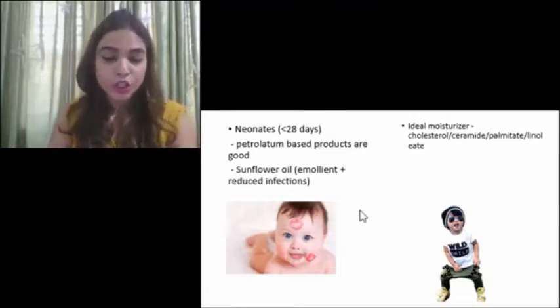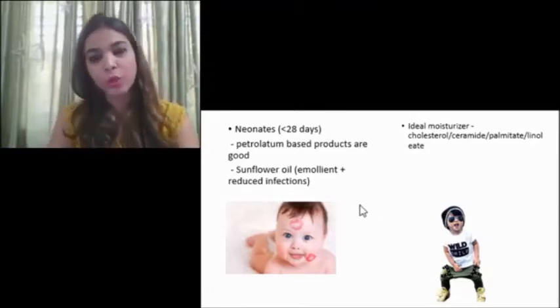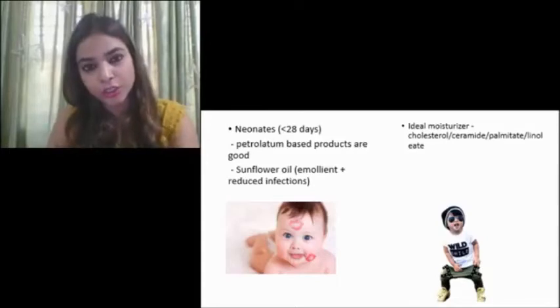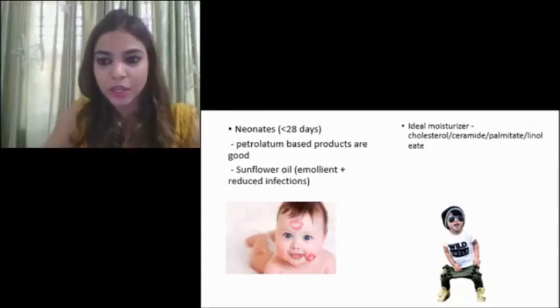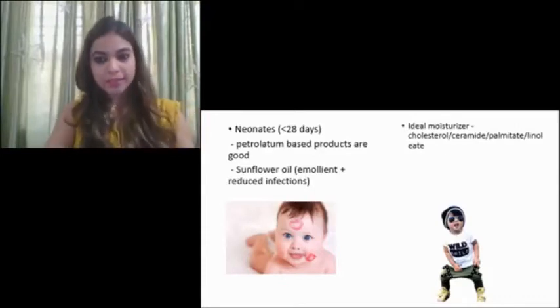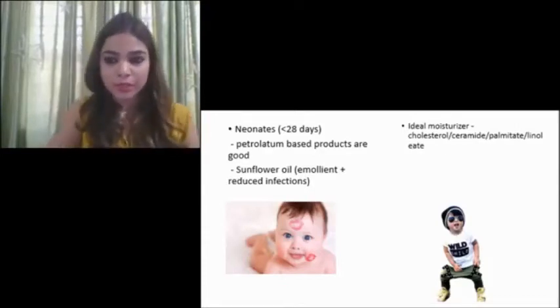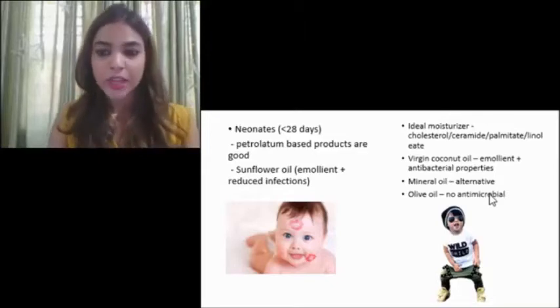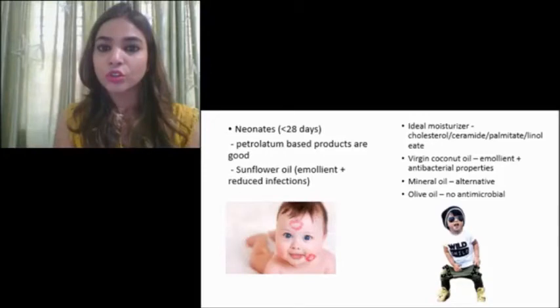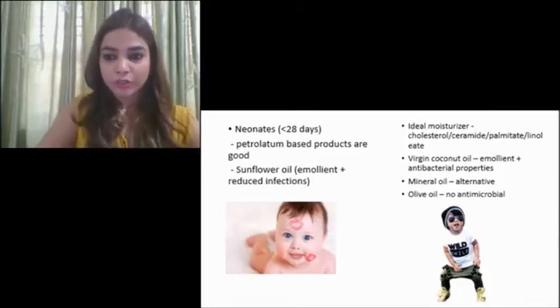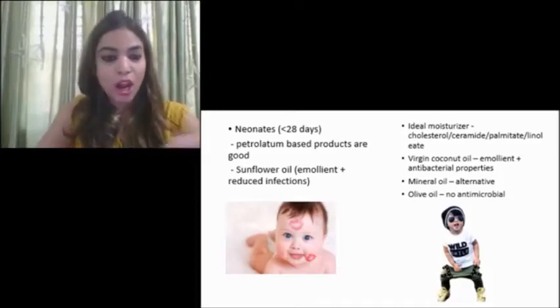The ideal moisturizer, I would say, for children more than 1 month of age, or even toddlers, would be a moisturizer which contains cholesterol, ceramide, palmitate and linoleic acid. At least most of the moisturizers which come in the market these days, especially for dry skin babies, contain cholesterol or ceramides. Another alternative at home which you can use is virgin coconut oil. Virgin coconut oil is different from the coconut oil which you use at home. Virgin coconut oil is the oil which is prepared within 24 hours after you harvest the coconut.